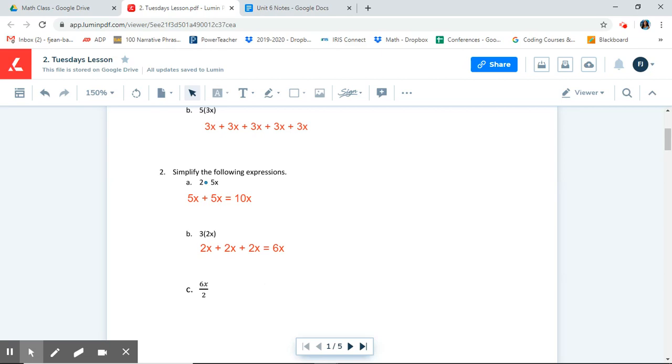Yes, we know that 6 divided by 2 equals 3. So we can make this 3x. 6x is the whole term, so we're able to divide that term by 2. And when we divide the whole term by 2, we get 3x.